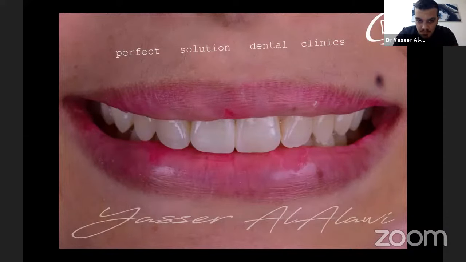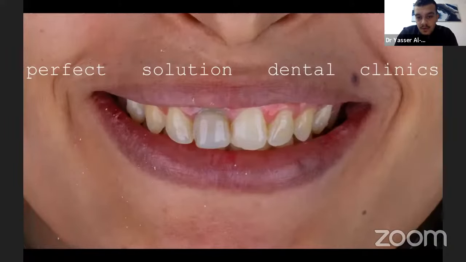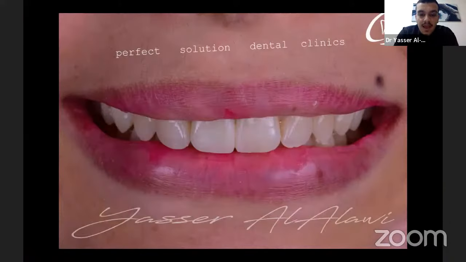And then you see this tooth affects the whole smile. So when we pay attention to small things in the patient's smile, we can make a more natural smile by solving these little things. So this is before and this is after.